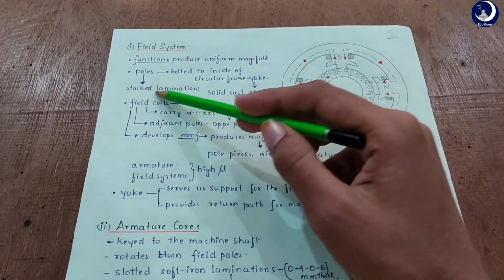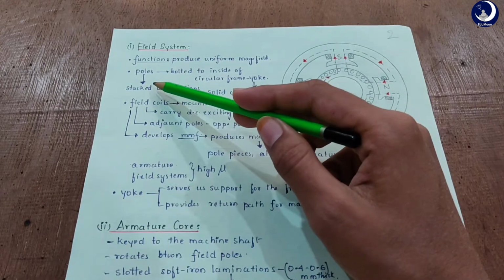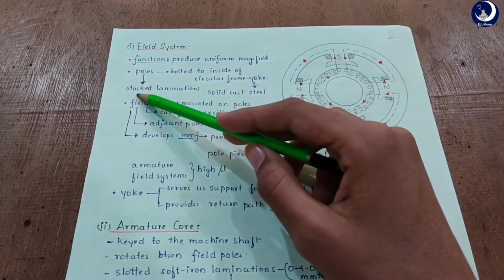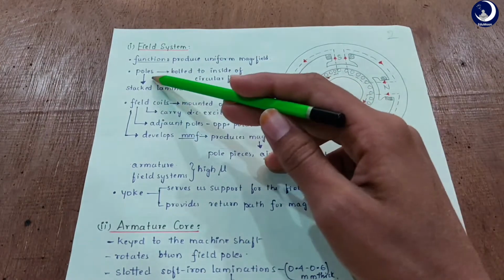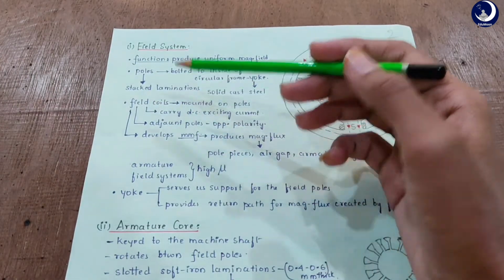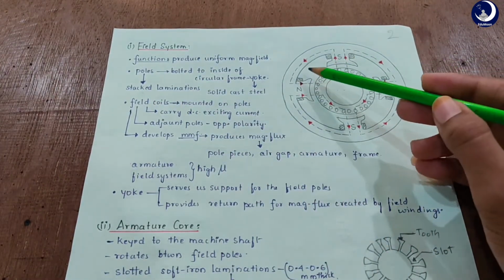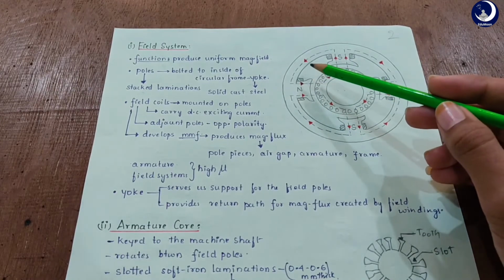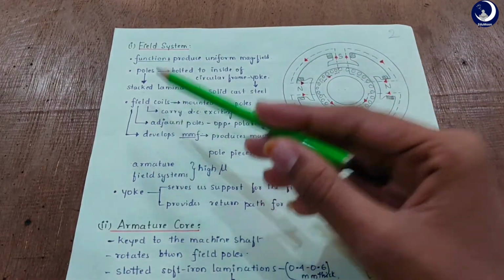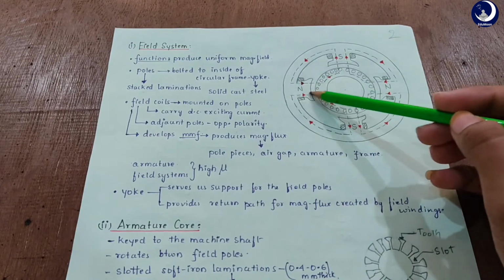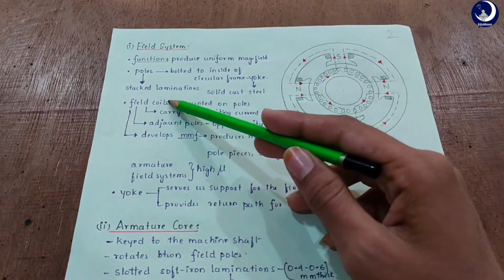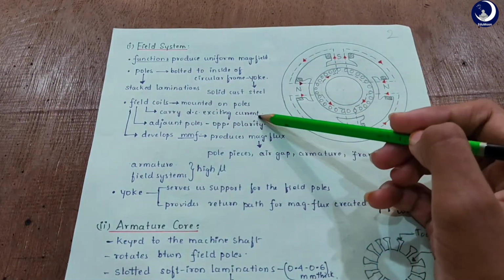You have to remember this word because we are going to deal with it in the further sessions. Okay, you know what stacks are, right? So the poles are stacked laminations, and these poles are wound with field coils. The field coils are mounted on poles, and these field coils carry DC exciting current.